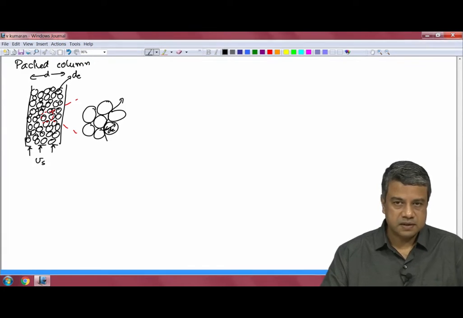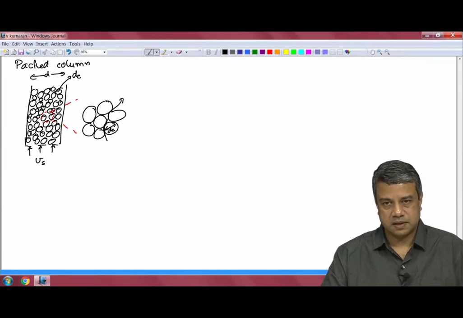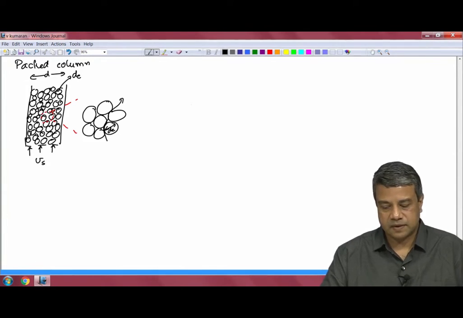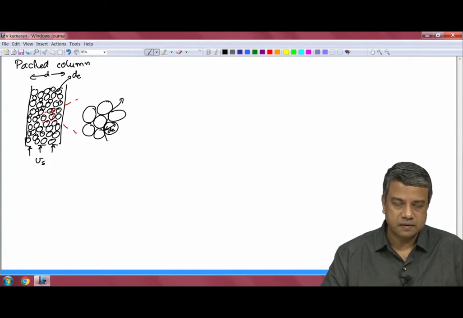The relevant velocity for us is actually the velocity with which the fluid flows through in between the particles, which is much higher because the particles occupy a large fraction of the space, and therefore, the velocity with which the fluid flows through the particles is higher.